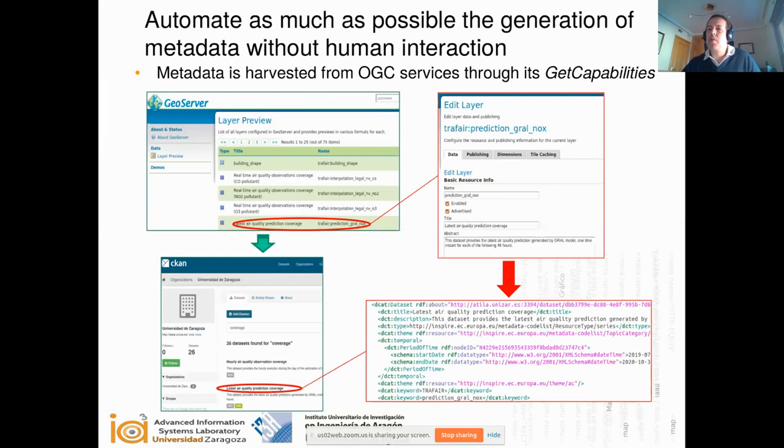And in this project, we also tried to automate as much as possible the generation of metadata because we consider that geospatial data is produced every day and we produce a lot of information and it's not possible to edit everything with human supervision. So we tried to generate metadata directly from the capabilities of our services, from our data server. So we tried directly to extract the properties of the different layers that we were creating in GeoServer software, that is a software for publishing geographic information. And directly we tried to generate DCAT metadata from the basic properties of these layers.